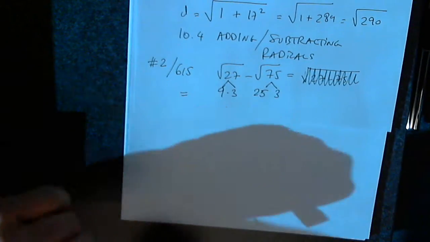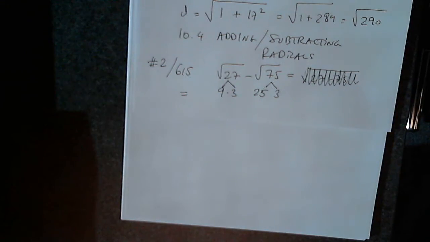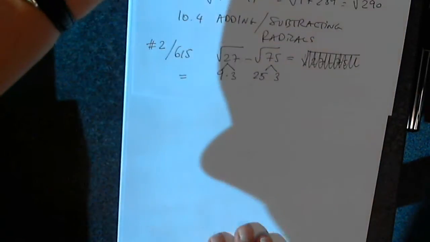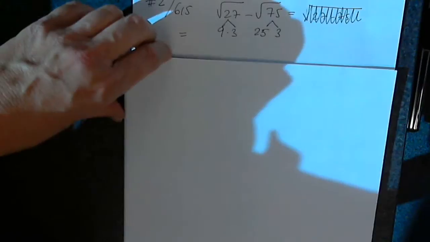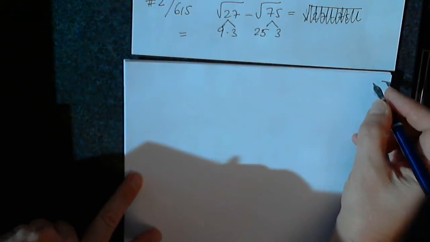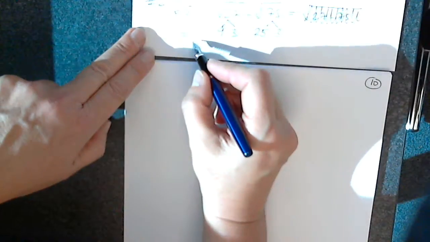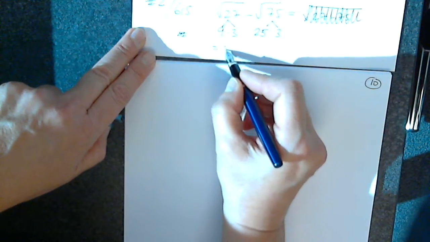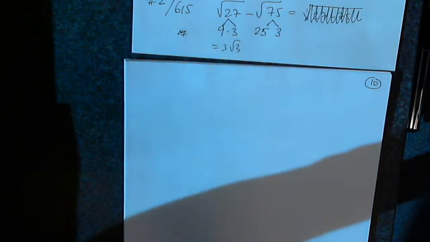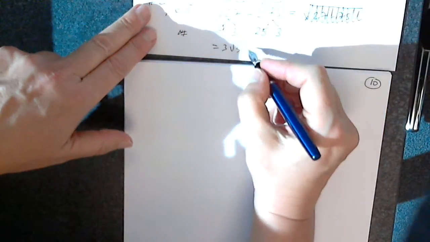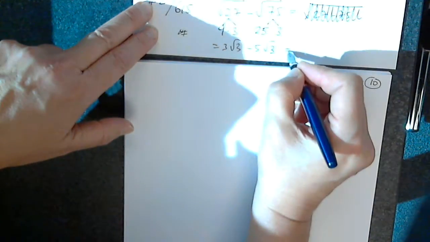Very good. Excellent. So now I know how to simplify the first radical. So what will I write? Very good. 3, the square root of 3. Minus 5, the square root of 3.